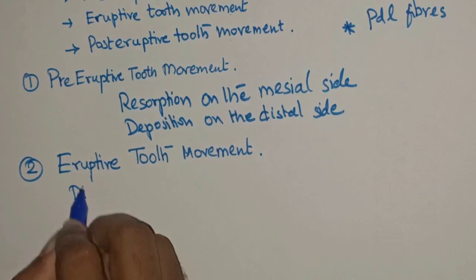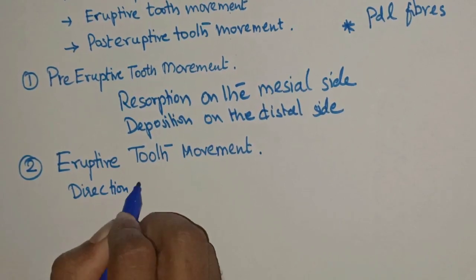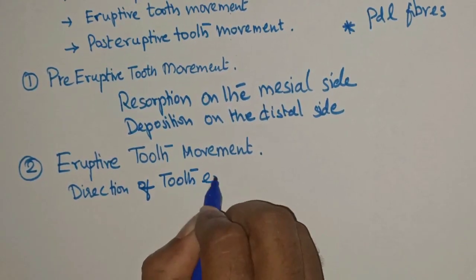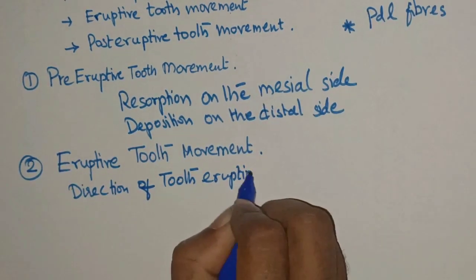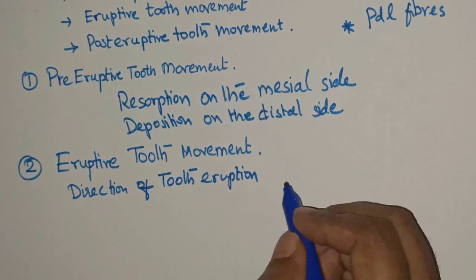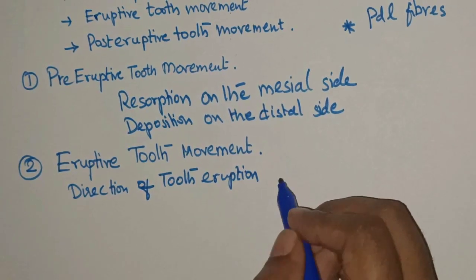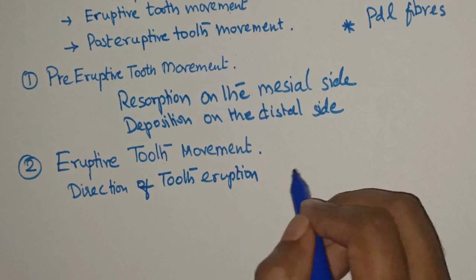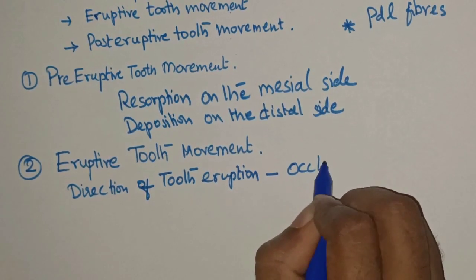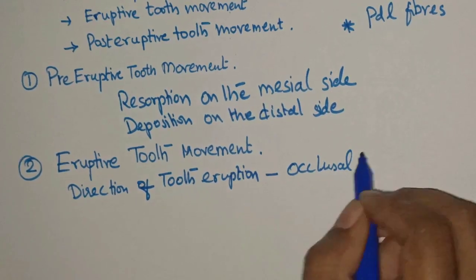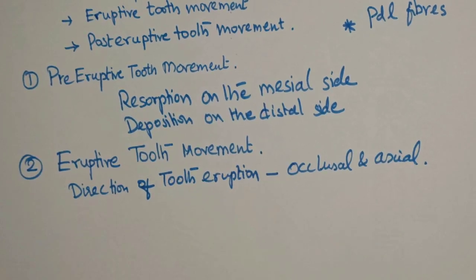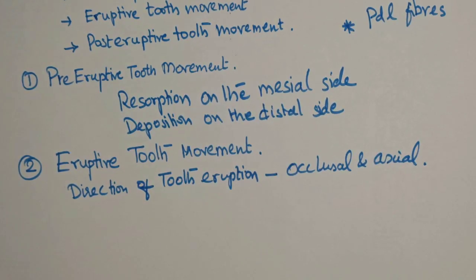The direction of tooth eruption will be from the jaw bones into its occlusal or functional position, where the direction is occlusal and axial. Okay, so this is the short description about eruptive tooth movement.